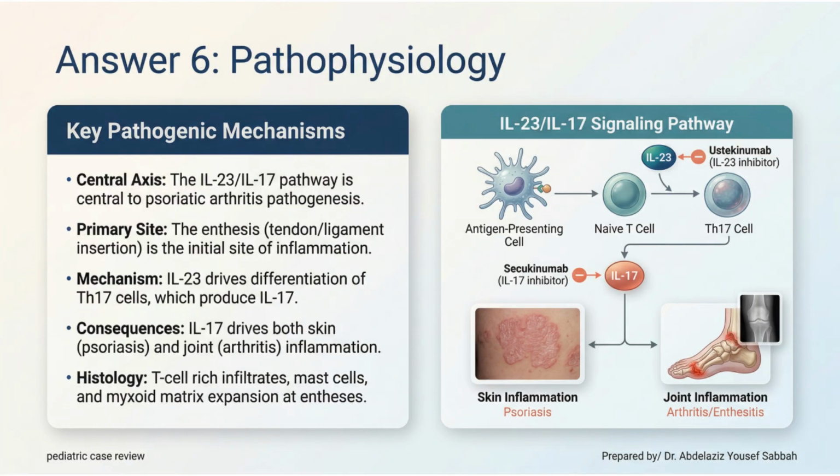The correct answer is option C, the interleukin-23 and interleukin-17 pathway. This pathway is the central axis in psoriatic arthritis pathogenesis. The primary site of inflammation is the enthesis, which is the tendon or ligament insertion point. Interleukin-23 drives differentiation of T helper 17 cells, which produce interleukin-17. Interleukin-17 then drives both skin inflammation causing psoriasis and joint inflammation causing arthritis and enthesitis. Histologically, T-cell-rich infiltrates, mast cells, and myxoid matrix expansion are seen at entheses. This pathway is therapeutically targeted by ustekinumab, an interleukin-23 inhibitor, and secukinumab, an interleukin-17 inhibitor.